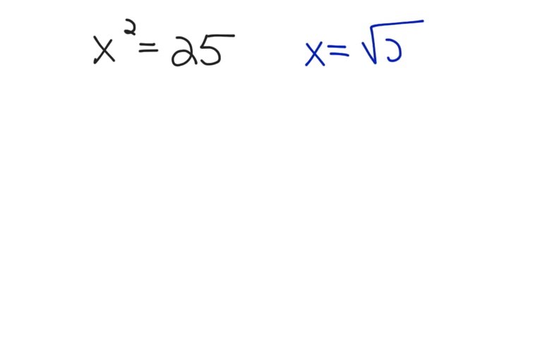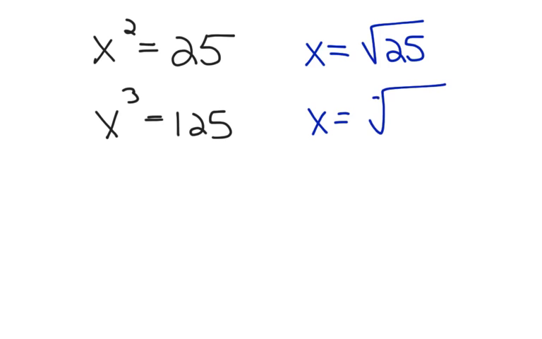So now, let's think about something very simple, like x squared is equal to 25. You know x is 5, but the reason x is 5 is because x must be the square root of 25. Then if I think about x cubed equals 125, the answer is also 5 because x must equal the cube root of 125, which again is something you can do in your calculator.